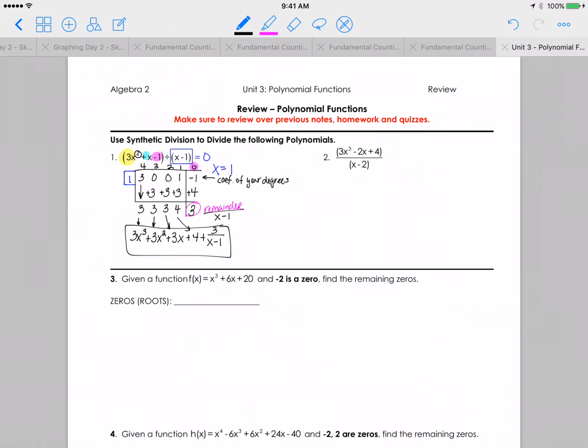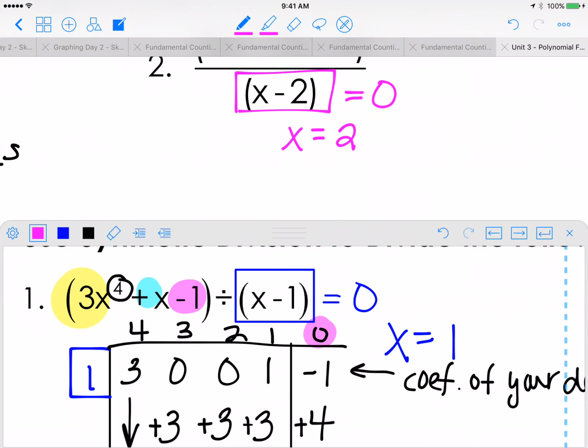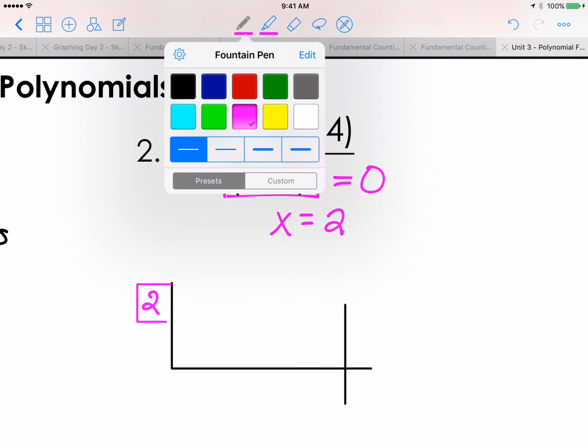So next, let's look at number 2. This is the same thing. You're dividing. So this is your divisor. Set it equal to 0. So x is going to equal a positive 2. So when we do our box, our 2 goes on the outside of the box.